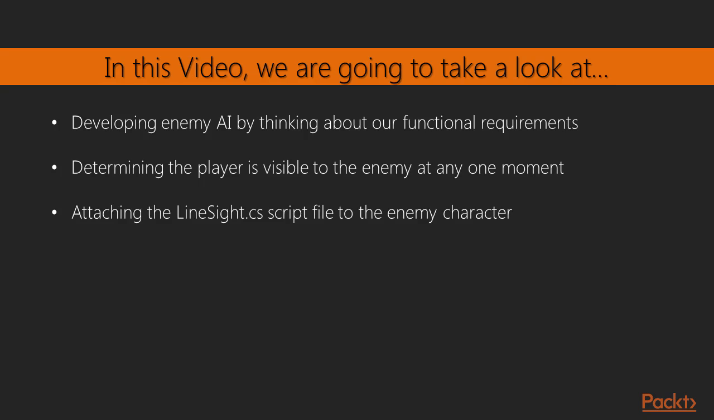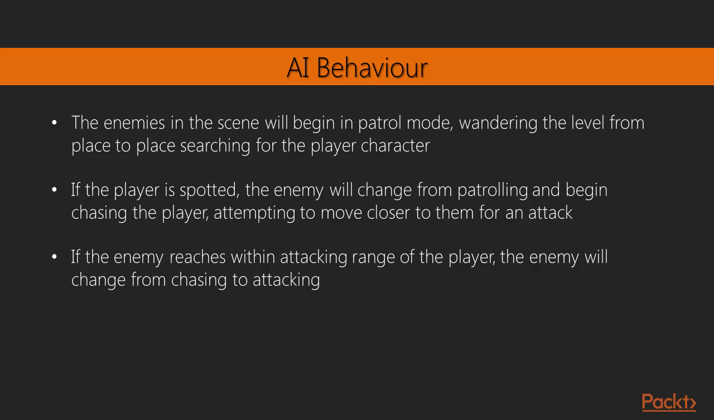In this video, we'll start developing enemy AI by thinking about our functional requirements. The enemies in the scene will begin in patrol mode, wandering the level from place to place, searching for the player character. If the player is spotted, the enemy will change from patrolling and begin chasing the player, attempting to move closer to them for an attack. If the enemy reaches within attacking range of the player, the enemy will change from chasing to attacking.